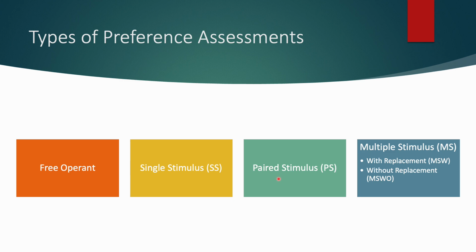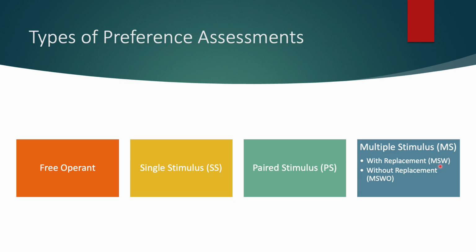So for single stimulus, you present one stimulus at a time. For the paired stimulus, you're pairing two stimuli against each other. And then for the multiple stimulus, you have a whole array of stimuli that you're presenting. With the one with replacement, you're putting the items back in. And then the one without replacement is once they select the item, you are removing that item from the array.